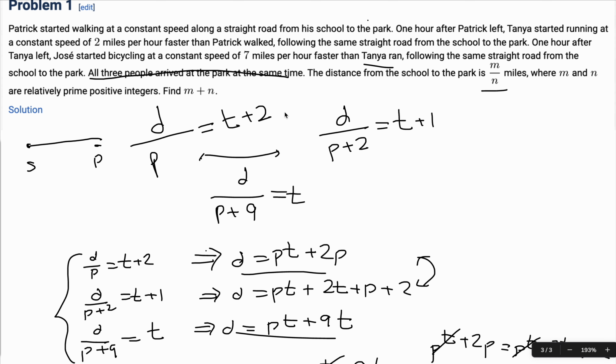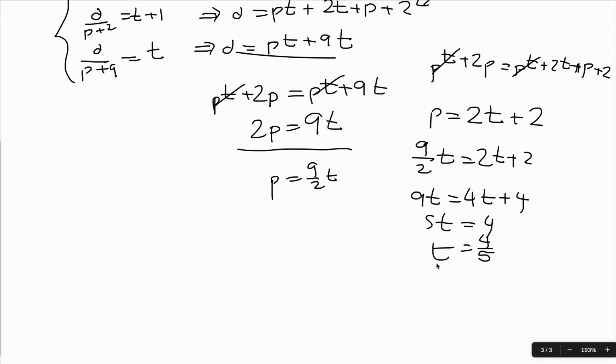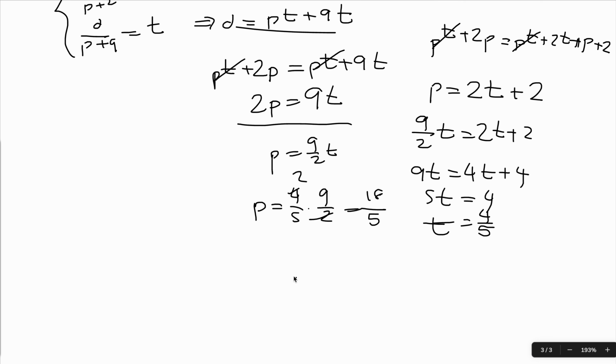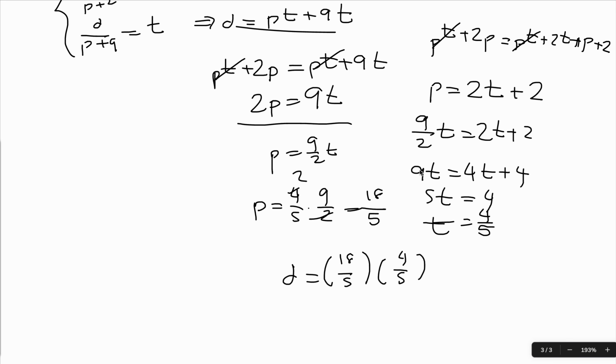And remember, we want to find d. So we now have t, and using that, we can find p. p is equal to 4/5 times 9/2. These 2 cancel, so it's 18 over 5. And now we want to find d. So let's just use this first equation. d is equal to pt, which is 18 over 5 times 4 over 5, plus 2p, plus 2 times 18 over 5.